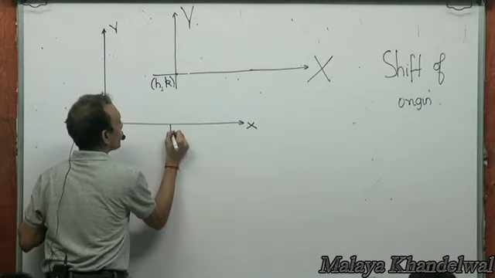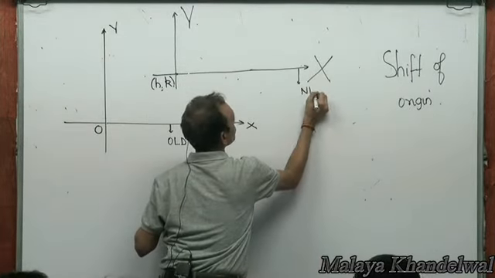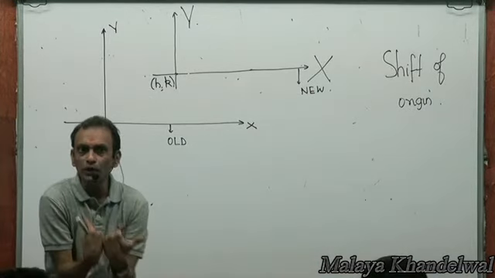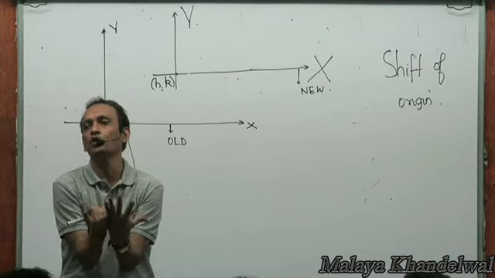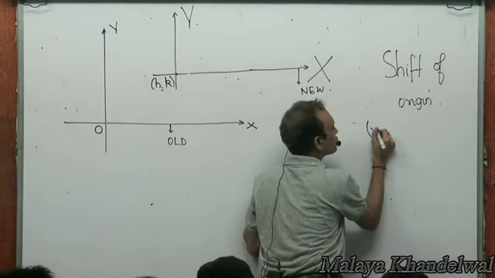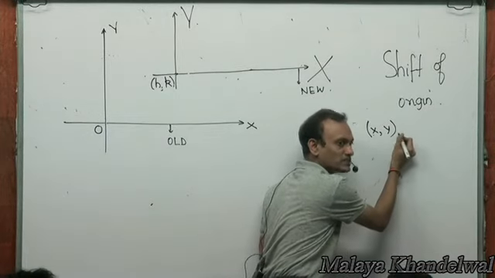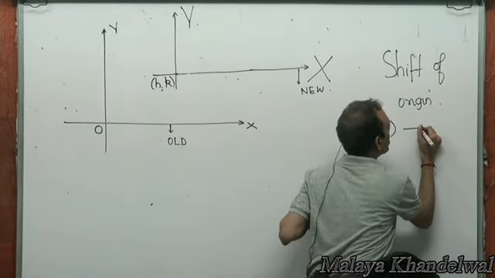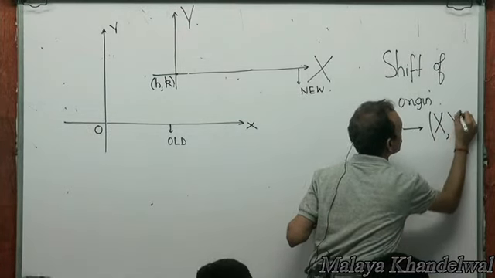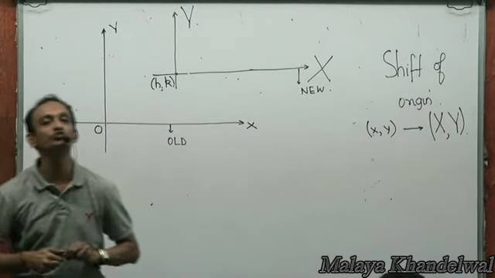Say this is the old axis and this is the new axis. And I want to migrate from the old axis, that means small x, small y, to capital X, capital Y. The position of a point referred to the old axis is small x, small y, and the position of the same point measured to the new axis is, say, capital X, capital Y. This is the transformation that I am seeking to perform.